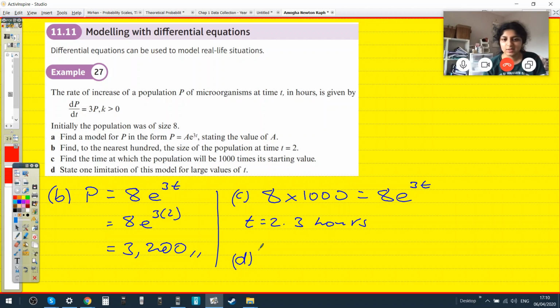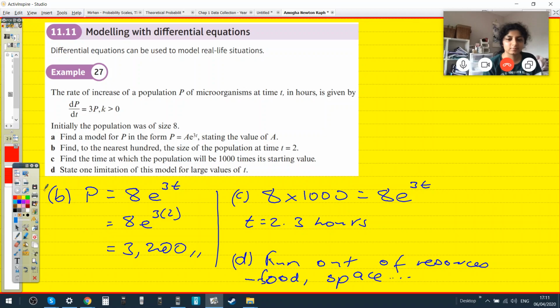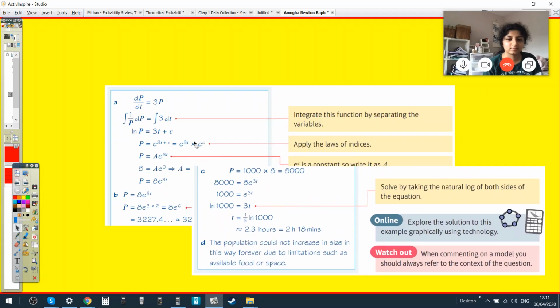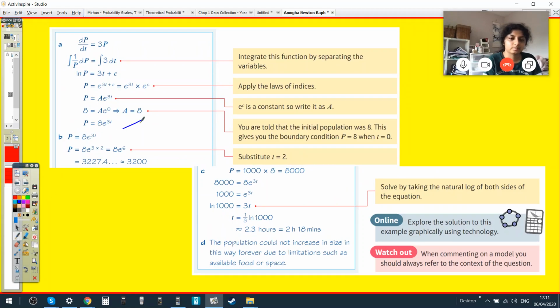I don't know. What's the limitation? Maybe they won't be able to grow forever, so they'll just run out of resources. Yeah, run out of resources. Microorganisms. Food. I don't know. Space. Let's see. So it was 8, 3,200, 2.3 hours, and the population cannot increase in size this way forever due to limitations such as food or space. Great.